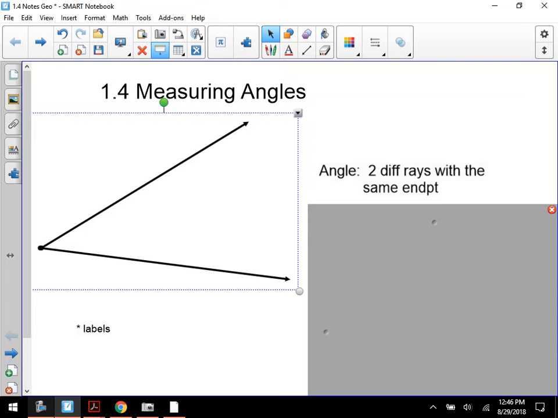Angles are basically an easy way of defining them. Are going to be two rays.